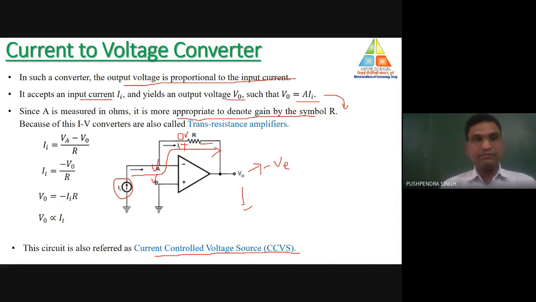So these are some basic concepts related to voltage to current and current to voltage converters. Most of the applications are based on these converters only. Mostly these circuits are used in power amplifiers or in power electronics. So in power electronics, you are using these converter circuits.